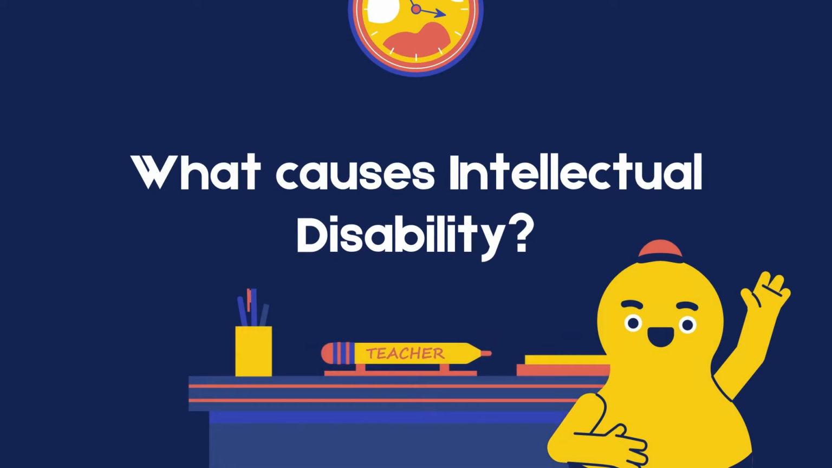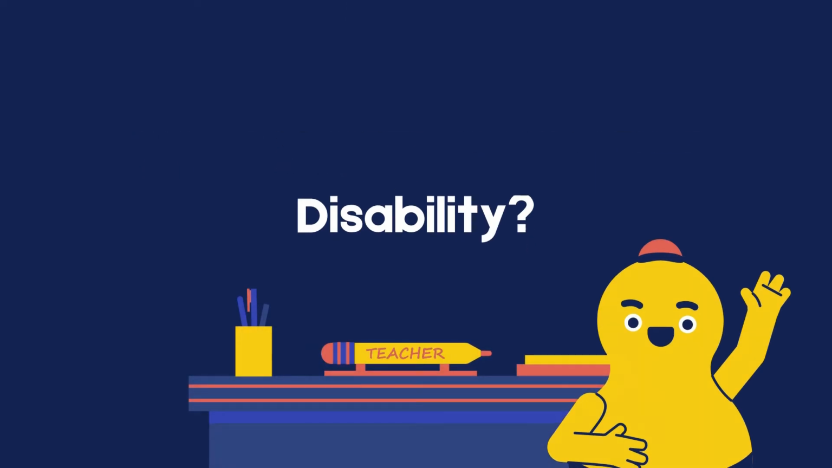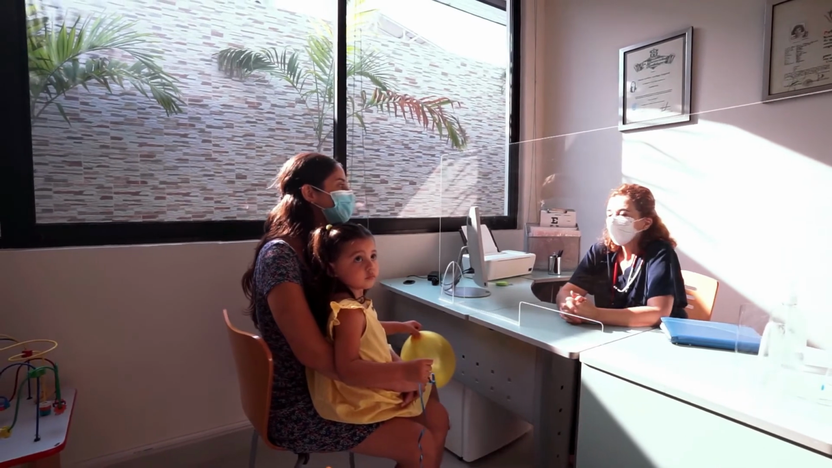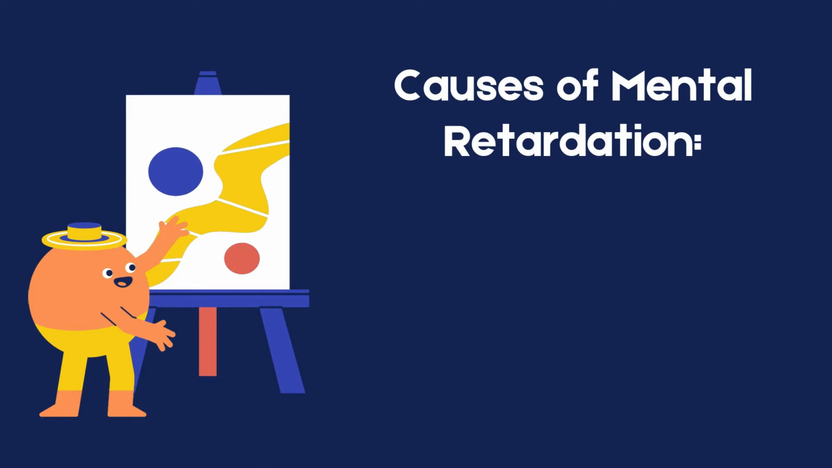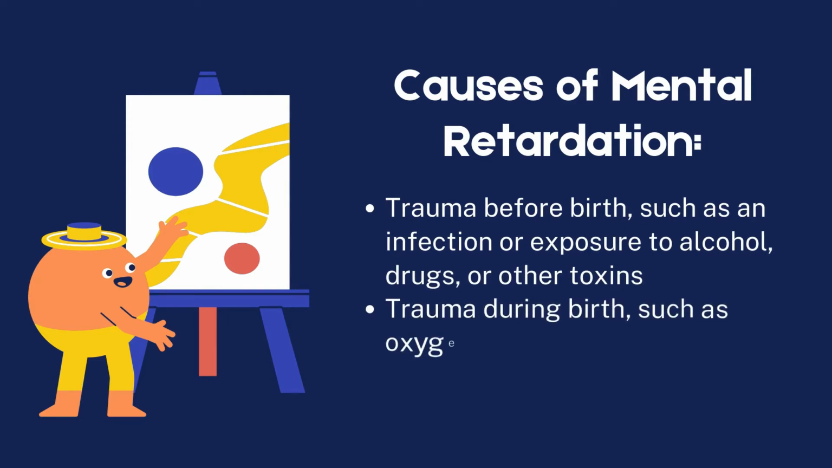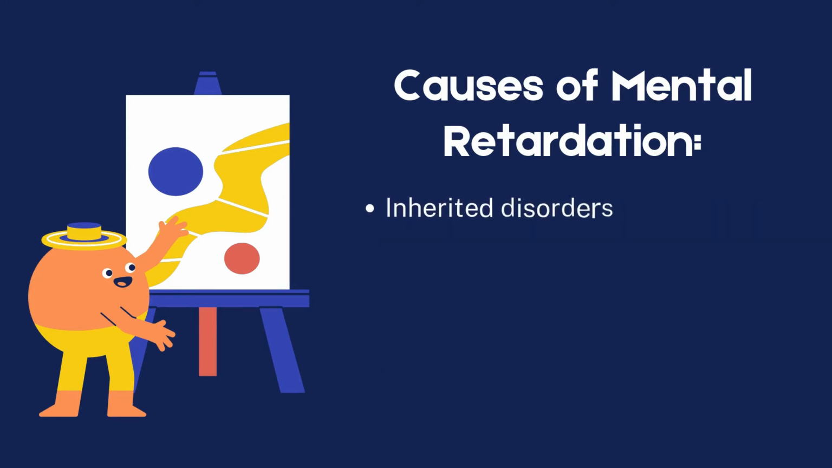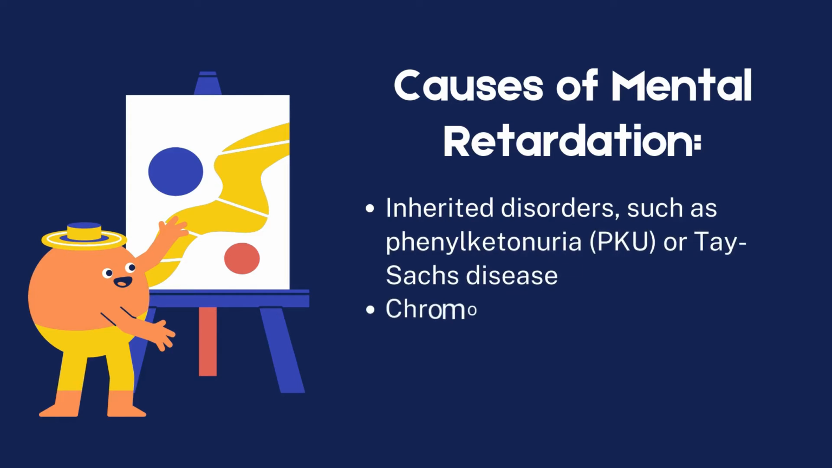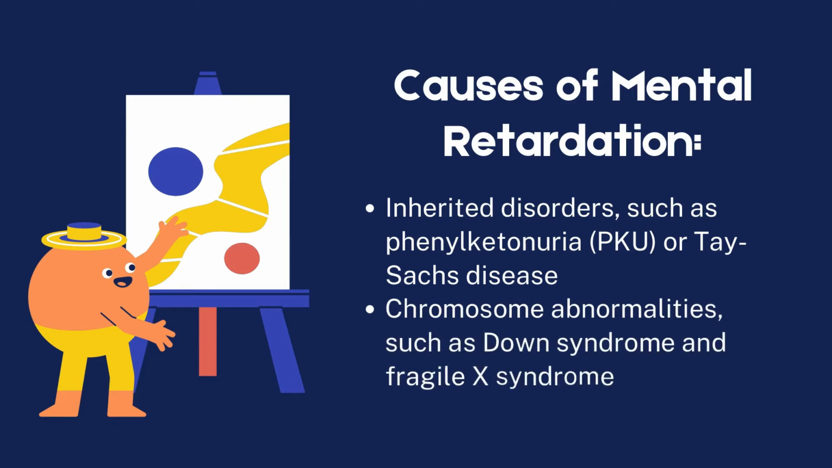What causes intellectual disability? Doctors can't always identify a specific cause of ID, but causes can include trauma before birth, such as infection or exposure to alcohol, drugs, or other toxins. Trauma during birth, such as oxygen deprivation or premature delivery. Inherited disorders, such as phenylketonuria or Tay-Sachs disease. Chromosome abnormalities, such as Down syndrome and Fragile X syndrome.